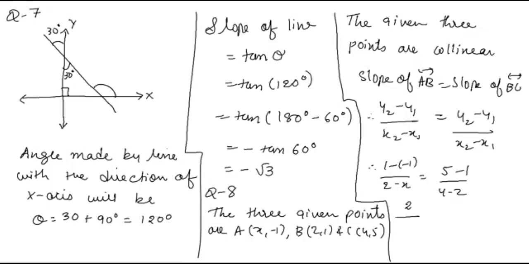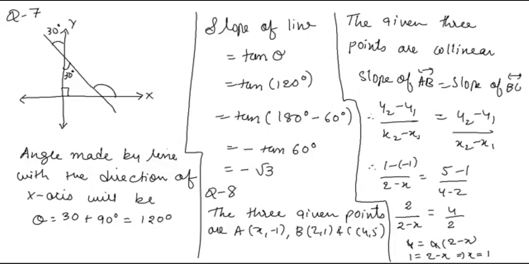So 2 upon 2 minus x is equal to 4 upon 2. So if I cross multiply, then 4 is equal to 4 bracket 2 minus x. This 4 and 4 will get cancelled out. So I will have 1 is equal to 2 minus x, implies I will get x is equal to 1. So the value of x is 1.